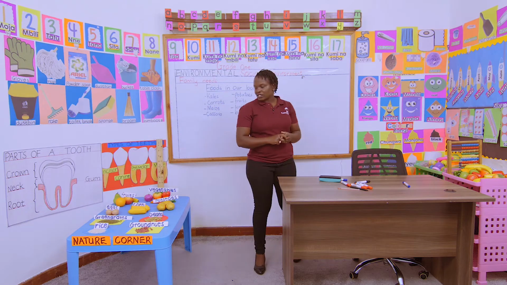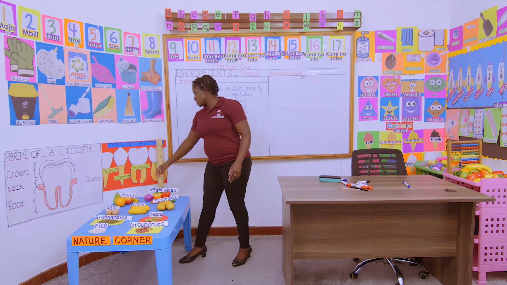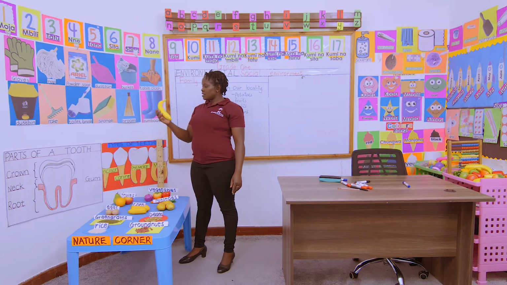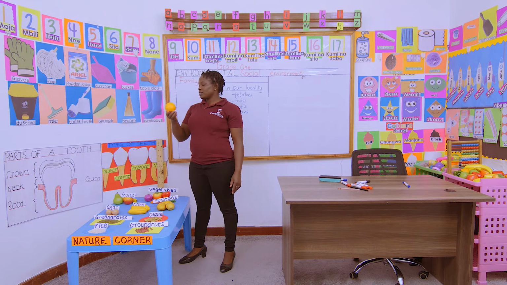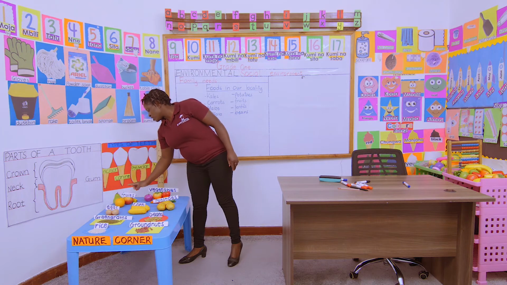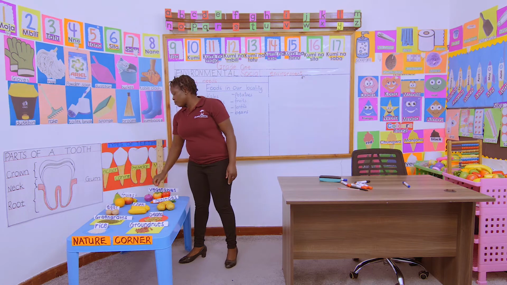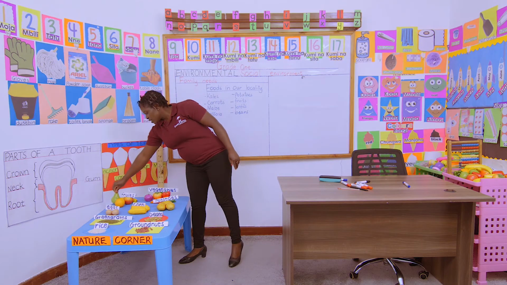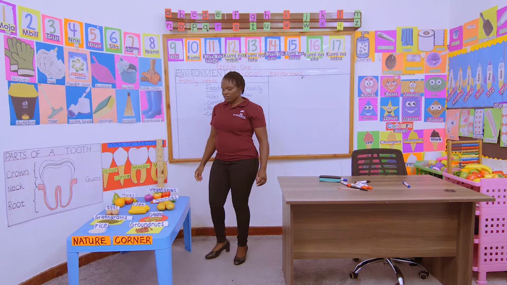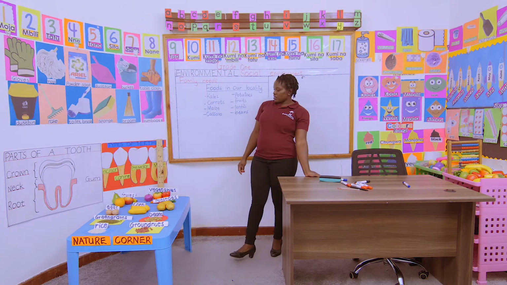Some of the fruits in our nature corner. Which type of fruit is this? Teacher, this is a banana. Very nice. What about this one? It is an orange. Then this one, this is an apple. And this one is a pear. Good. Then we also have, what can you see in our nature corner? What else can you see in our nature corner?